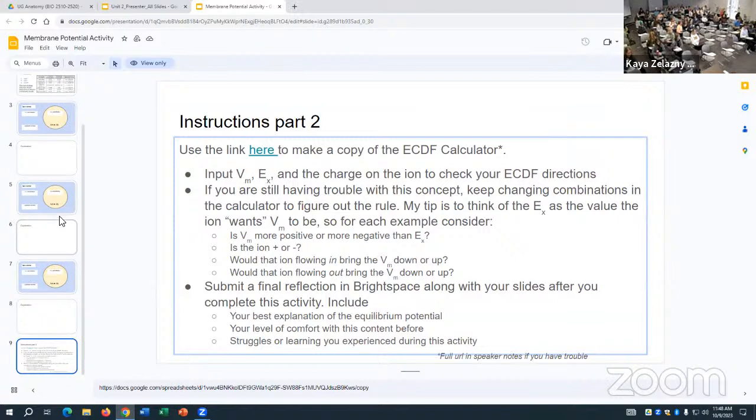Finally, when you complete this activity, you're going to submit a link to your copy of the slides, and give me a short explanation of your interpretation of the equilibrium potential, how comfortable you were with this content at the end of the last unit, before we started the stuff now, and any particular things that you found really difficult to understand.